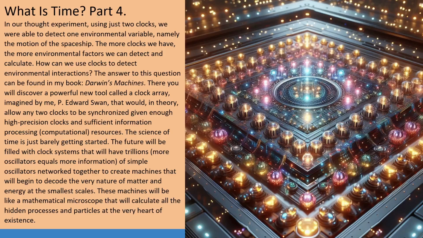In our thought experiment, using just 2 clocks, we were able to detect one environmental variable, namely the motion of the spaceship. The more clocks we have, the more environmental factors we can detect and calculate. How can we use clocks to detect environmental interactions? The answer to this question can be found in my book, Darwin's Machines. There you will discover a powerful new tool called a clock array, imagined by me, P. Edward Swan, that would, in theory, allow any 2 clocks to be synchronized given enough high-precision clocks and sufficient information processing resources. The science of time is just barely getting started.